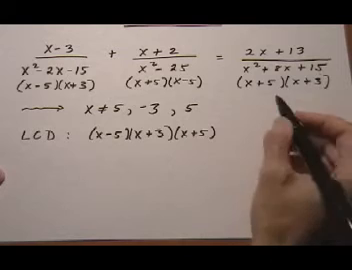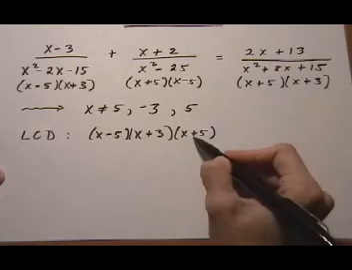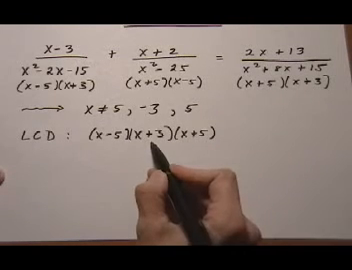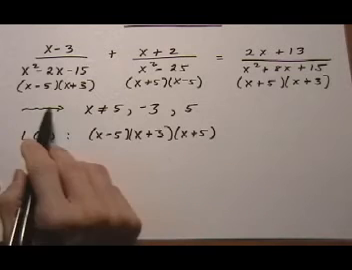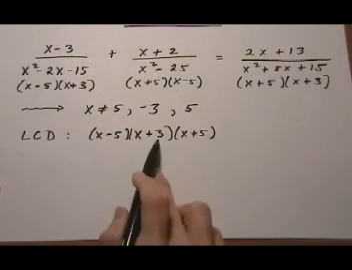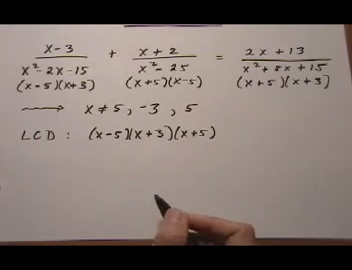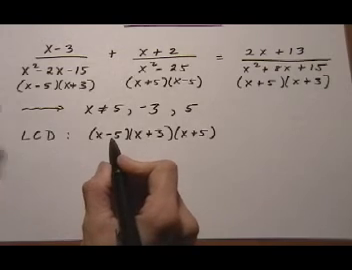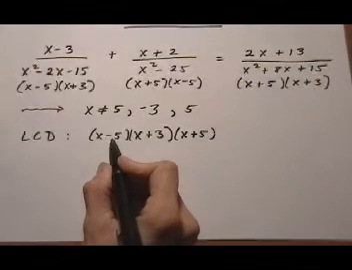Then we look at the next denominator. X plus 5, already there. X plus 3, already there, so we're not going to add them in again. The LCD contains each denominator completely without having any extra terms or factors. So we're going to take this LCD and multiply it to both sides of our original equation.